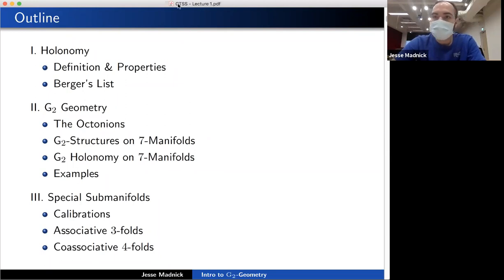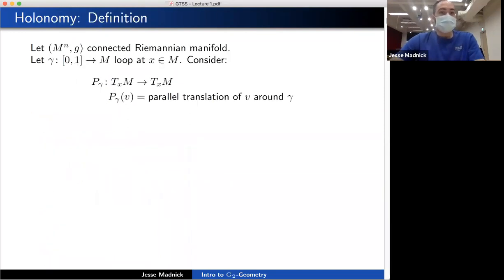Okay. So let's get started from the very beginning. Let M be a connected Riemannian manifold of dimension n, and let gamma be a loop based at a point x. Given this loop gamma, we can consider the parallel translation map, P sub gamma. It inputs a vector at x, you parallel translate it around gamma, and you get back some possibly different vector at x. P gamma is not necessarily the identity map. It could be the case that when you do this parallel translation around your loop, you get some other vector.